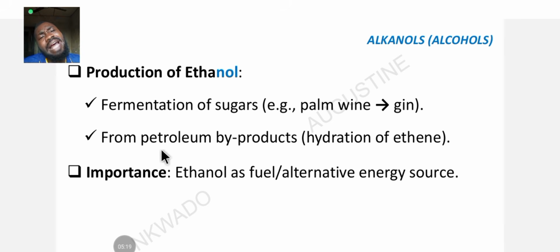Now, what are the importances of ethanol? Ethanol is used as fuel because it's very volatile. For machineries that use volatile fuel, ethanol is suitable. Ethanol is also an alternative energy source. It is also used to make methylated spirit, for antiseptic. Ethanol is also used for other things, and so on and so forth.